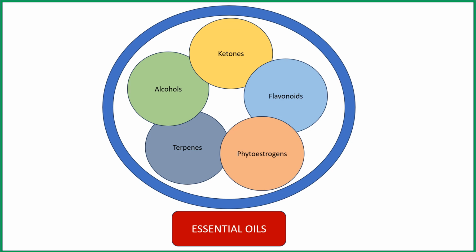So, talking about the essential oils, what is the group of phytochemicals responsible for them? The presence of ketones, flavonoids, phytoestrogens, terpenes, and alcohols. The rhizomes or the fruits of the family Gingiberaceae can be used as a flavoring agent, or we can extract essential oils from them.